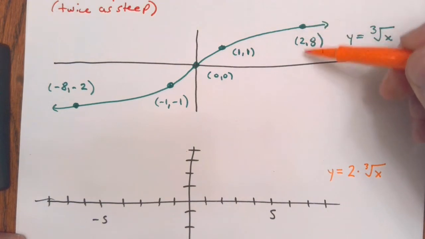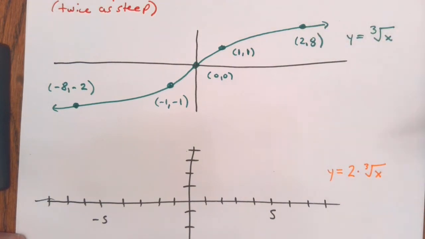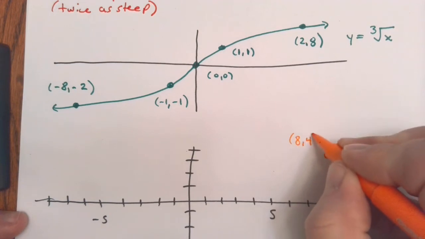Well, let me start with this point out here. This point is 2 units above the x-axis. We want to make it twice as steep, so we're going to multiply that by 2. And if we multiply that height of 2 by 2, that would be up at a height of 4. So at 8, 4, we're going to have one of our points.